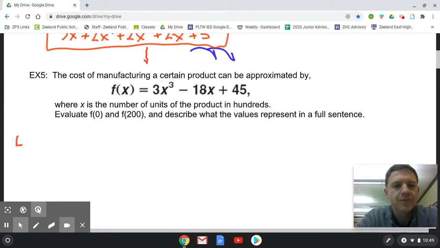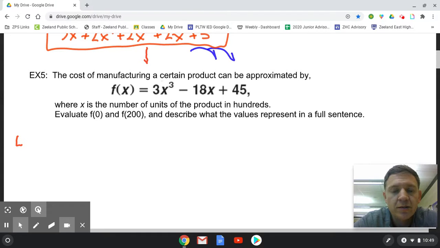All right, lastly, there's a little word problem. The cost of manufacturing a certain product, any product you want, can be approximated by f of x equals 3x cubed minus 18x plus 45. We're being told x is the number of units of the product in hundreds. Evaluate f of 0 and f of 200 and describe what the values represent in a full sentence.